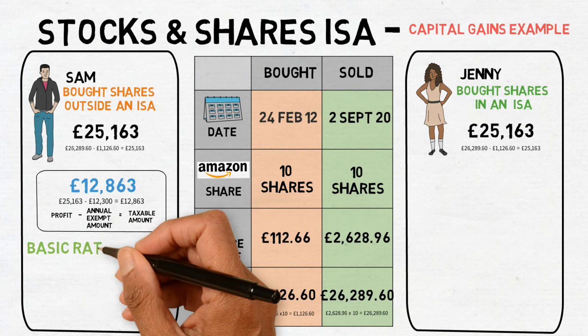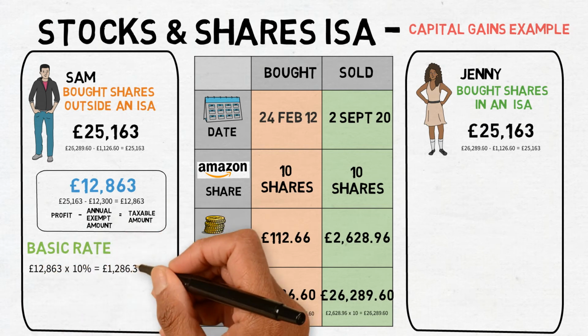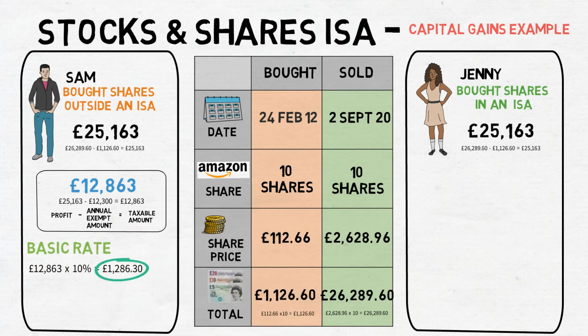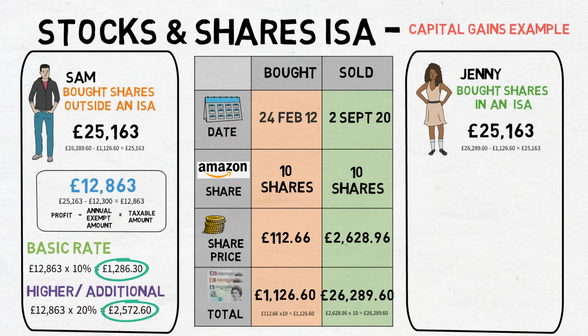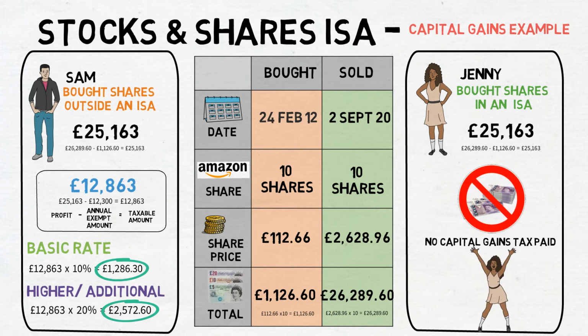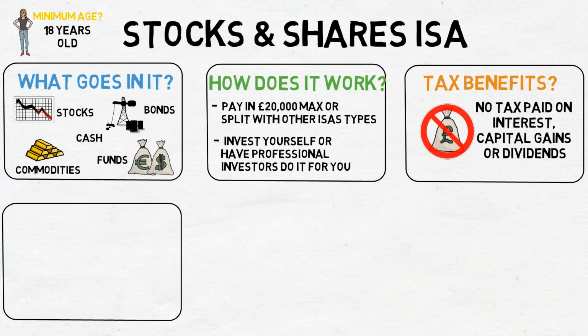If Sam is a basic rate taxpayer, he will pay £1,286.30 in taxes. And if Sam is a higher or additional rate taxpayer, he will pay £2,572.60. So Jenny has saved and she hasn't had to pay tax and also has her full annual exempt amount allowance remaining, while Sam has paid tax and used his full allowance. Now, back to the stocks and shares ISA overview.